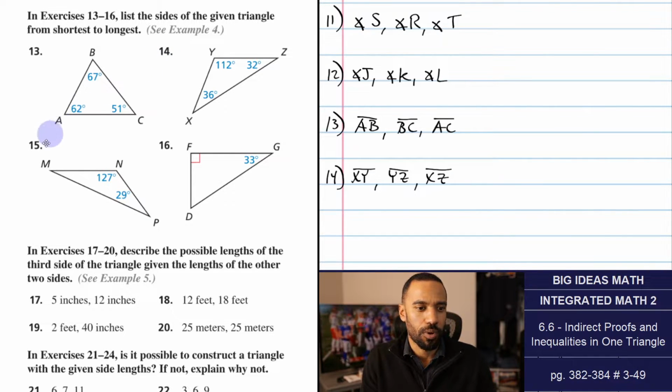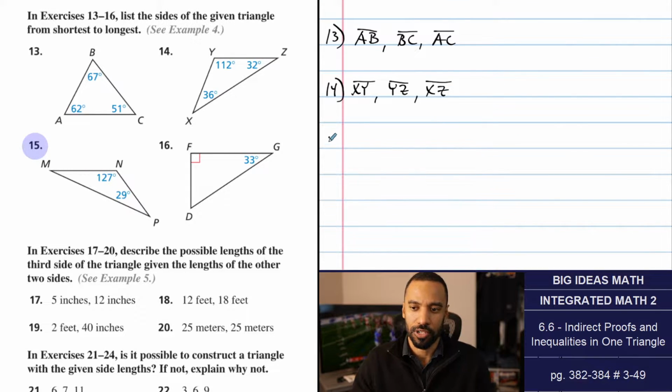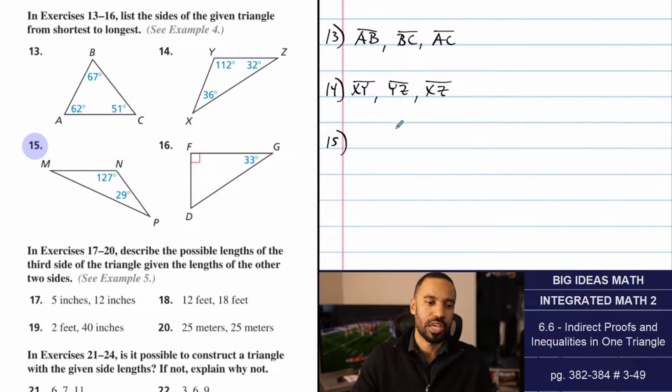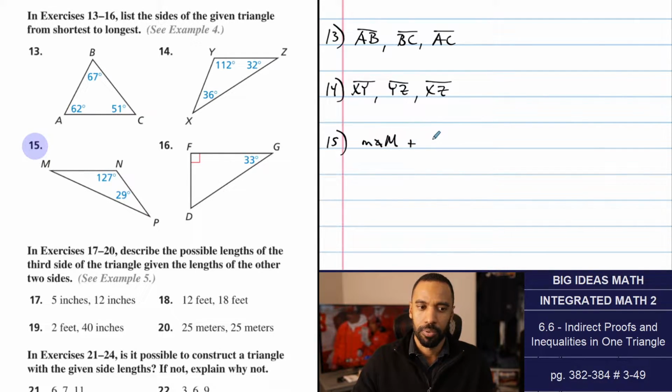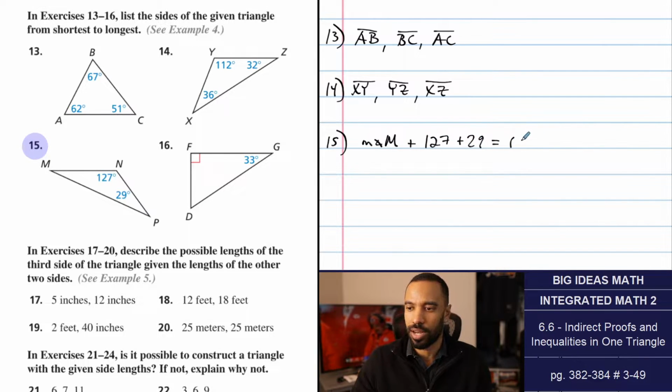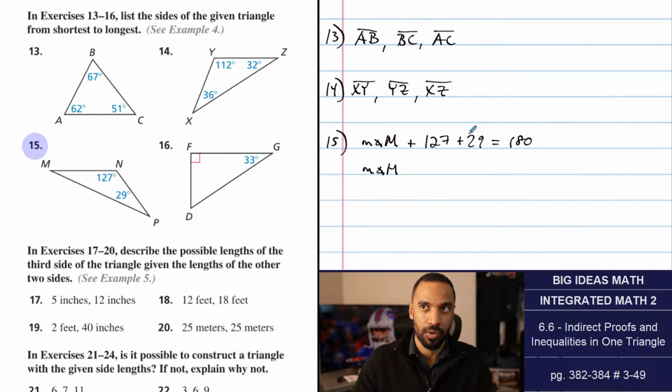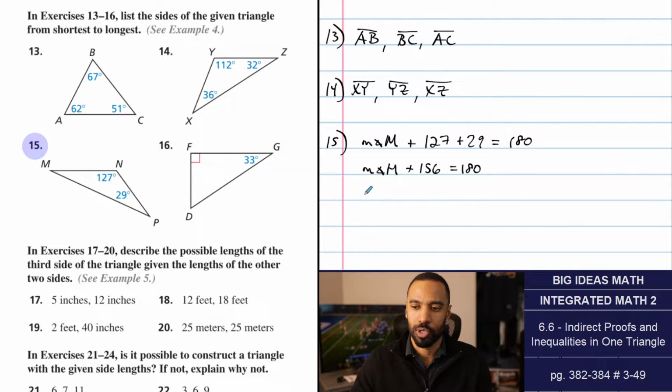Now, number 15, we're missing an angle measure here. So what we have to do is find that third angle measure. The sum of these angles adds to 180. So the measure of angle M plus 127 plus 29 equals 180. Let's add 127 with 29, and we get 156. Subtract 156 from both sides. The measure of angle M is going to give you 24 degrees.